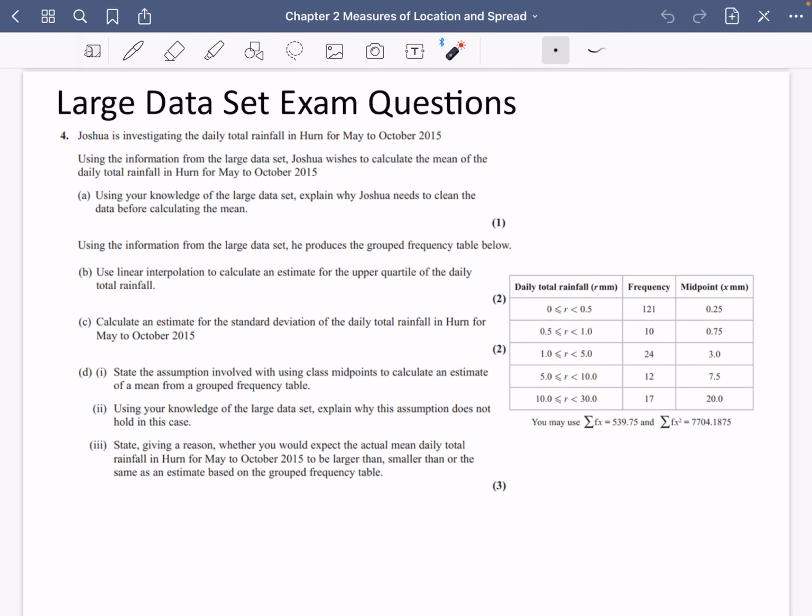Okay, I'm going to finish off chapter 2 by doing some large dataset exam questions. There are some exam questions in the Bison Maths Google Drive that are not about the large dataset, but I wanted to pick 3 because my students always say to me that they want more practice on the large dataset. So let's read through this question.